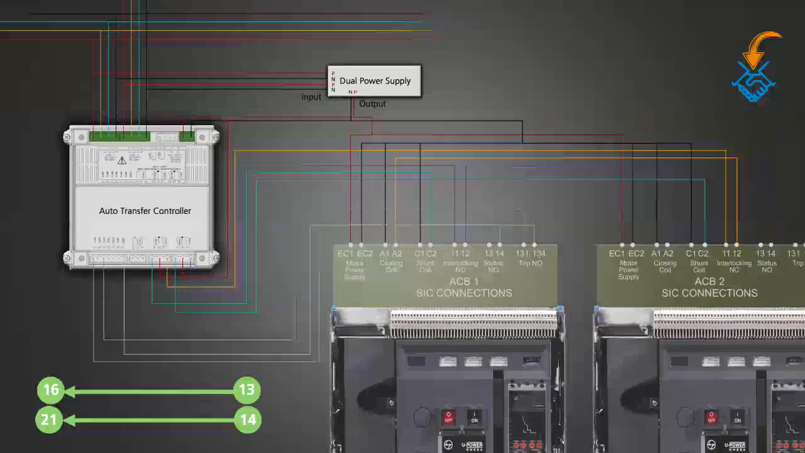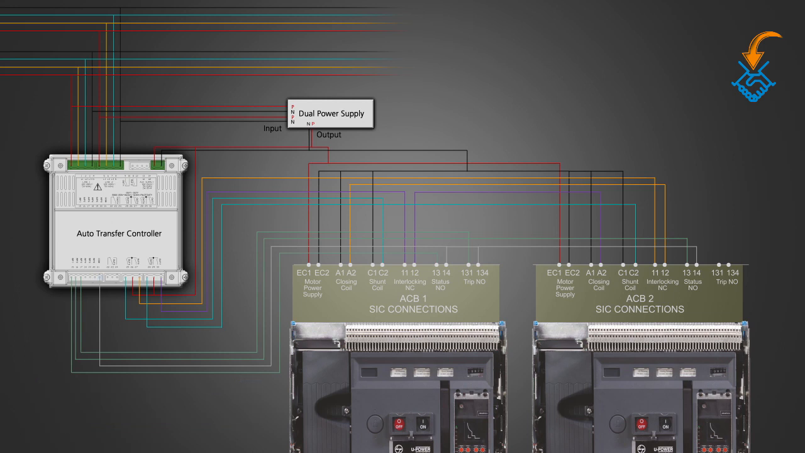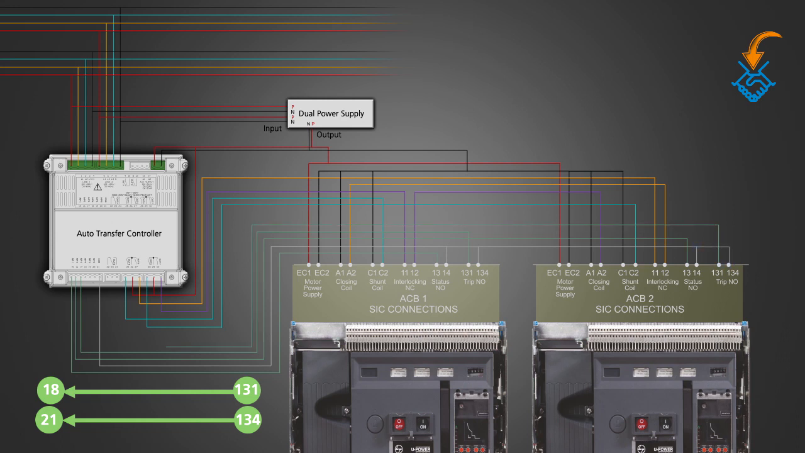NO contact, that is SIC number 13 and 14 of ACB2, is connected to terminal 16 of input 2 and common terminal 21 of the controller. Trip NO contact, that is SIC number 131 and 134 of ACB2, is connected to terminal 18 of input 4 and common terminal 21 of the controller.